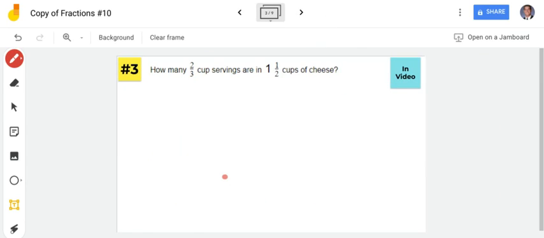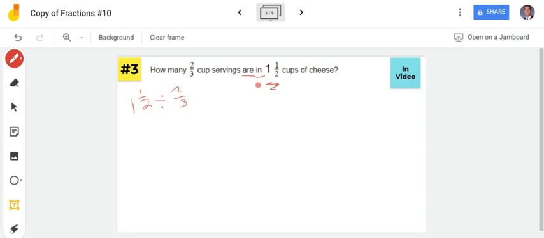Okay, number 3, how many 2/3 cup servings are in 1 1/2 cups of cheese? The key word here that I want to bring your attention to is "are in." If you're trying to figure out how many servings are in something else, that is division. I'm going to start with my total amount, 1 1/2, and I'm going to divide among the number of servings that I'm asked about, and that is 2/3. So 2/3 cup servings. So 1 1/2 divided by 2/3. That's going to give me how many 2/3 cup servings are in 1 1/2.